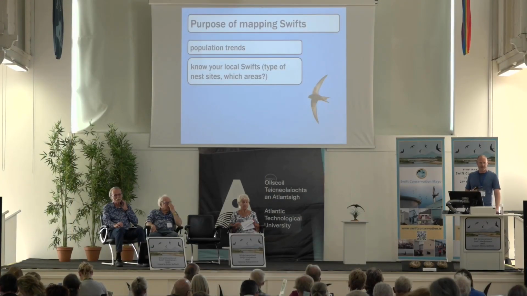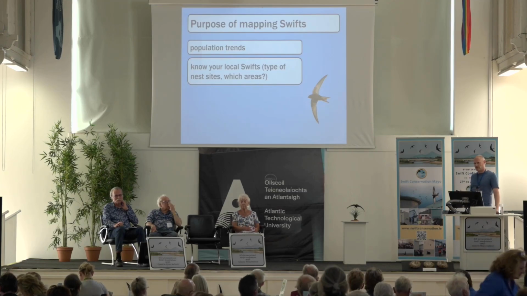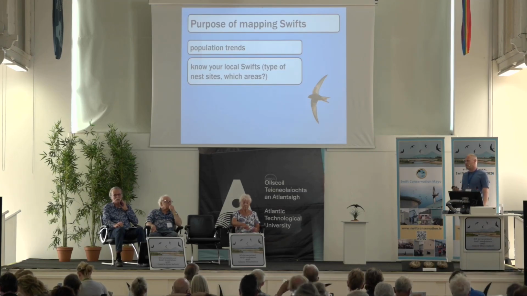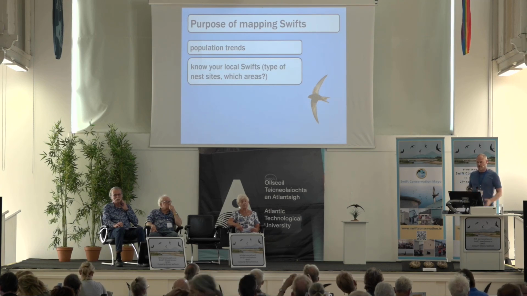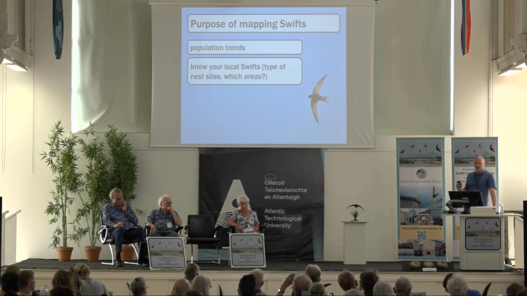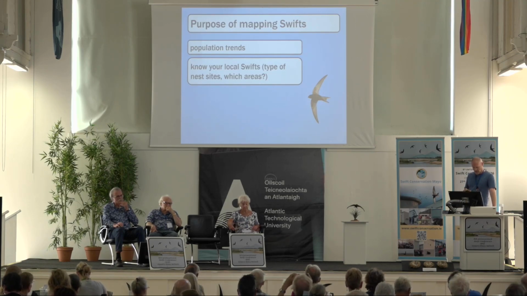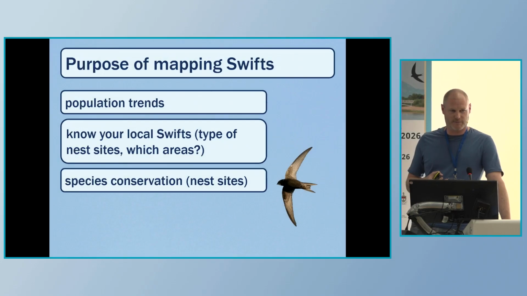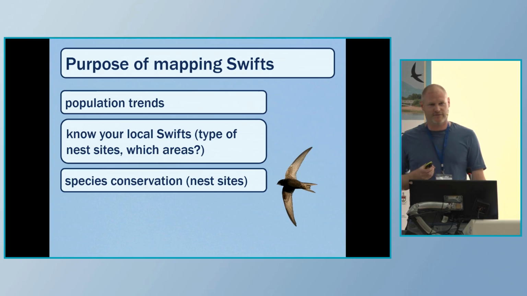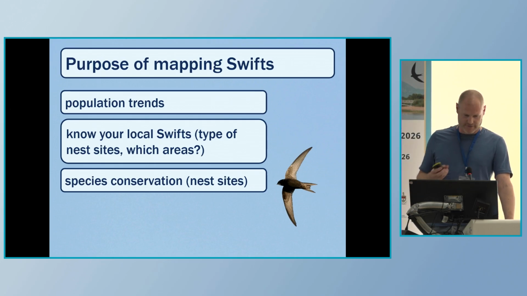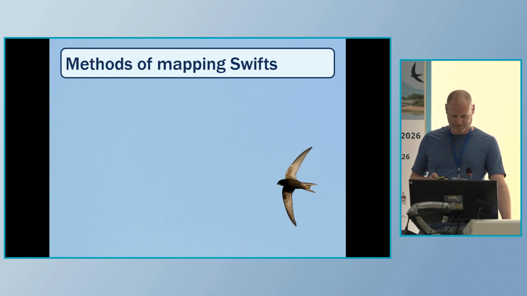You have to know your local swifts. Which type of nest sites do they inhabit? In which areas do they breed? It's very important, when it comes to compensation measures, that you put the right nest boxes or the right compensation measures. And after all, for species conservation, you have to conserve the nest sites. This is the most important. And if that is not possible, then you have to put the right compensation measures. And for that, you need to know your local swifts.